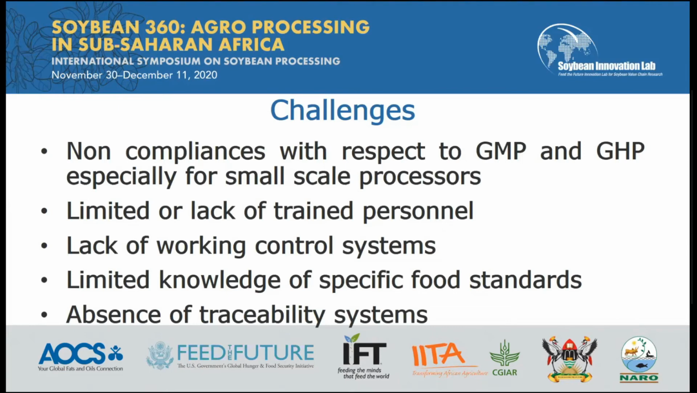There has also been limited knowledge of specific food standards, which is very common among most of the agro-processors, especially the small scale. We have also seen that there is an absence of traceability systems, so that people cannot even trace the raw materials along the whole food value chain, so that they can see the problems that arise, for example, in the products and the raw materials that they work with. So the absence of traceability systems is very common in most of the agro-processors.